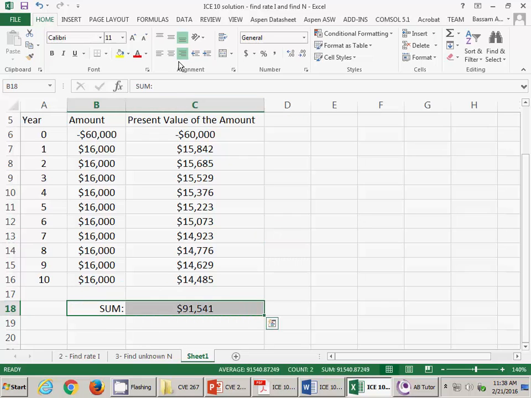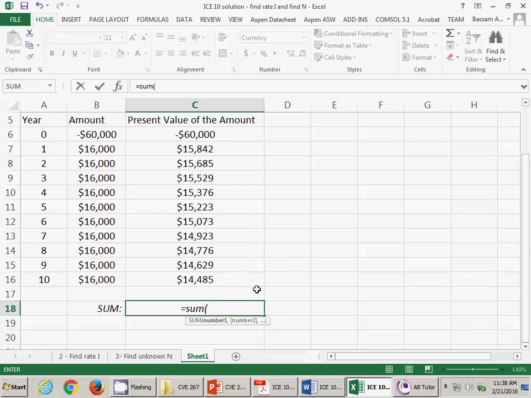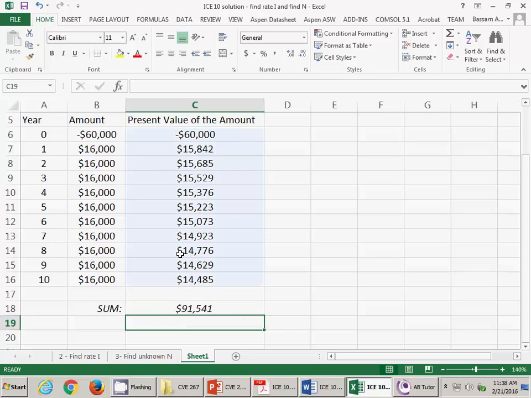Equals SUM. Okay, so let me do it again. Equals SUM, parentheses, and then highlight everything. 91,541. So it's not in balance yet. What we want to do is find out what interest rate is going to make this sum equal to 0.